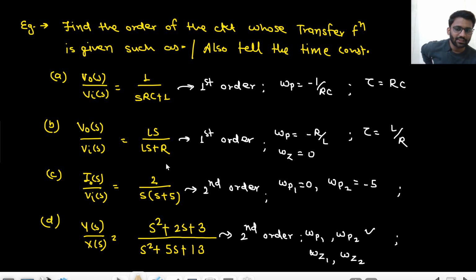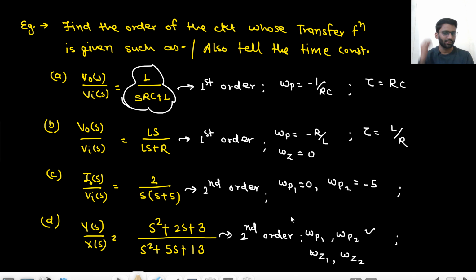What is the location of zero in this transfer function? Infinity, right? The location of zero will be infinity. And in this transfer function as well, location of zero will be infinity, right? Because there is no zero here, right?